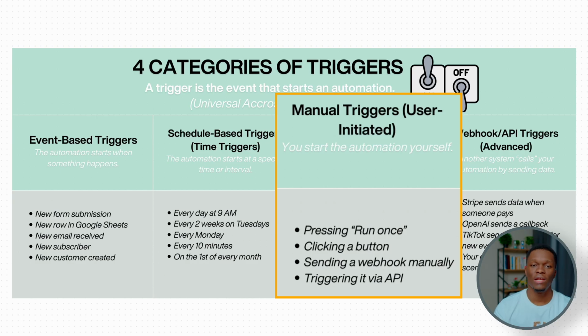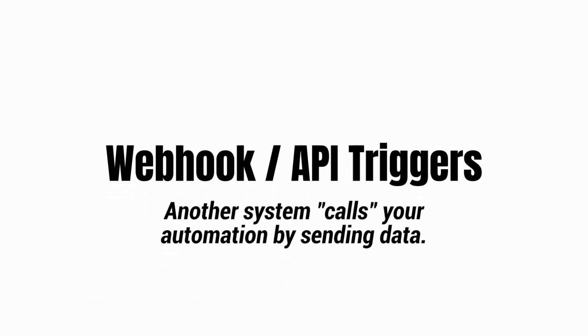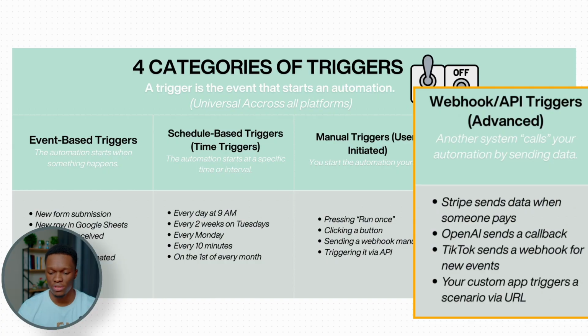And finally, the last type of triggers are webhook or API triggers. So these are advanced triggers. And basically, it's when a system or an app calls another app to start an automation. And that could be, for example, when Stripe sends data when someone's paid, like to send a confirmation email, or when OpenAI sends a callback, when TikTok sends a new webhook for a new event. So those are the 4 main types of triggers that we'll cover and that we will see in the demos of this video. All right, so hopefully this is making sense to you so far.